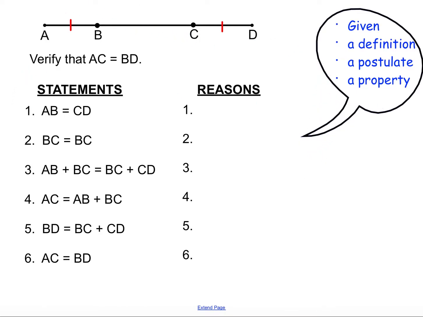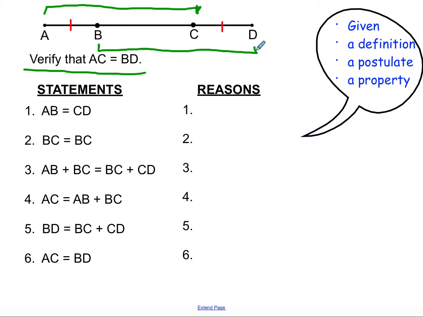So, we always start with the information that is given. Now, our goal is to verify that AC and BD are the same thing. Now, what is AC and BD? I actually drew my picture wrong there. AC is this length right there, okay? And BD is this length right here. So our goal is, in this picture, to prove that those two lengths are exactly the same.